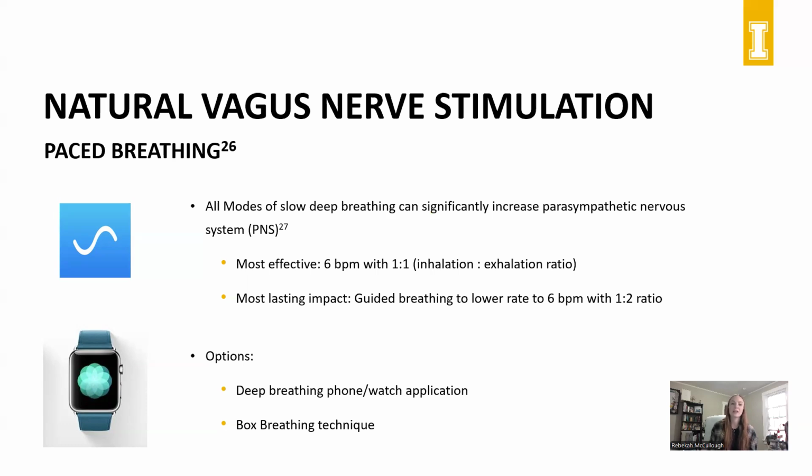There is a study that was looking at slow, deep breathing, and they found that all of the methods that they tried did have an increase in the parasympathetic nervous system. It was most effective whenever they were able to reach 6 breaths per minute with a 1-to-1 inhalation to exhalation ratio. However, the most lasting impact was whenever they were able to guide the patient to lower their rate to 6 breaths per minute. So rather than just counting off and telling them you're doing this, you guide them into it, so you help their system adjust into it. And then with a 1-to-2 inhalation to exhalation ratio.